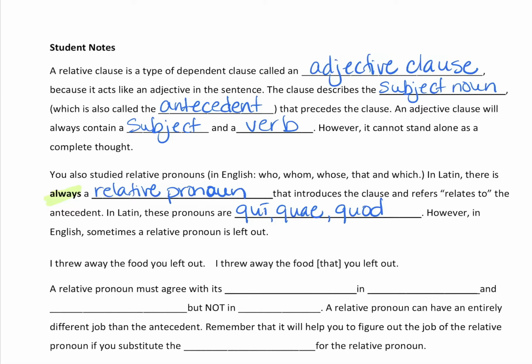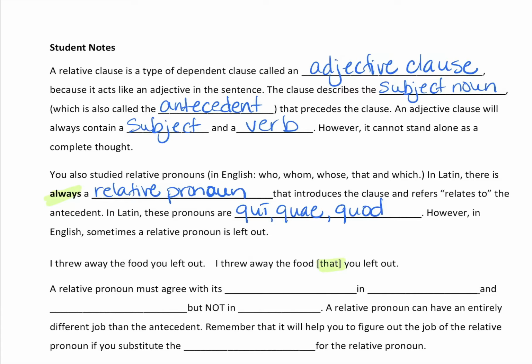In English, however, sometimes a relative pronoun is left out. I threw away the food you left out. That's what we normally say. The word that would be in Latin that we don't have in English is that. Good news is Latin always has one, so it doesn't ever skip them.